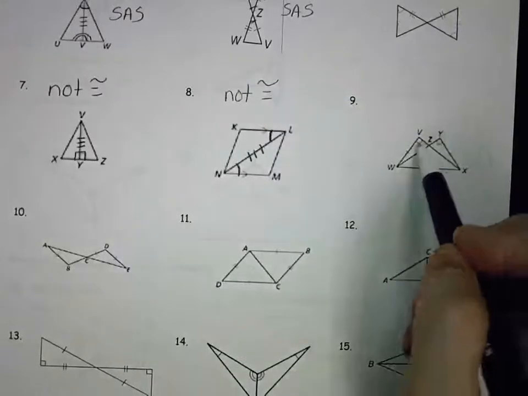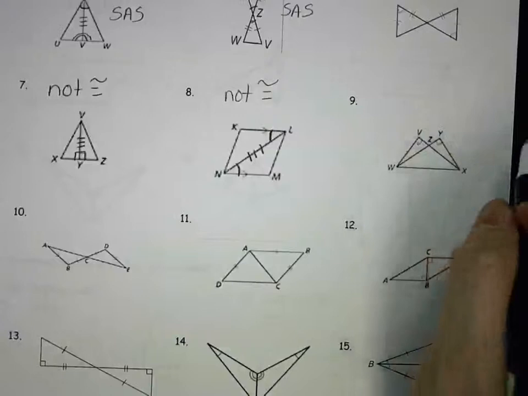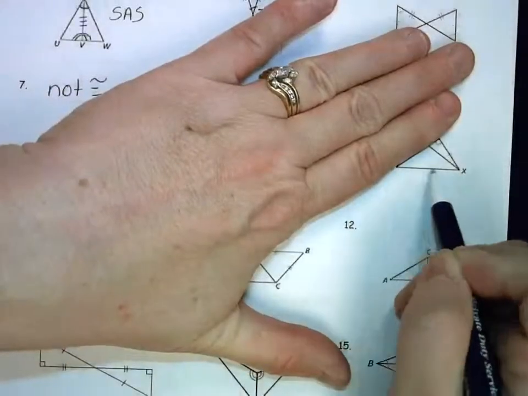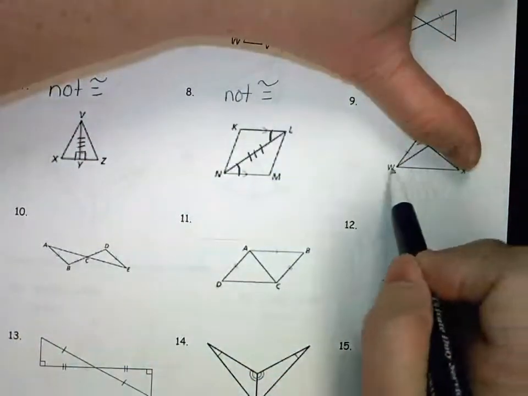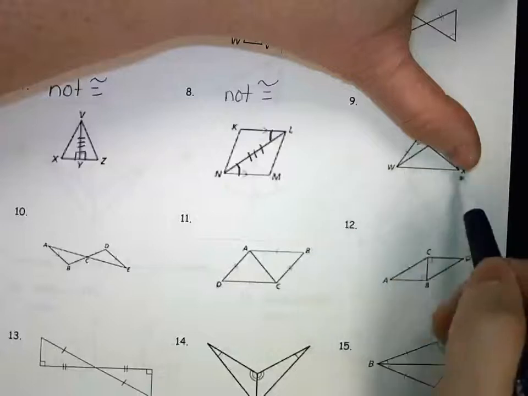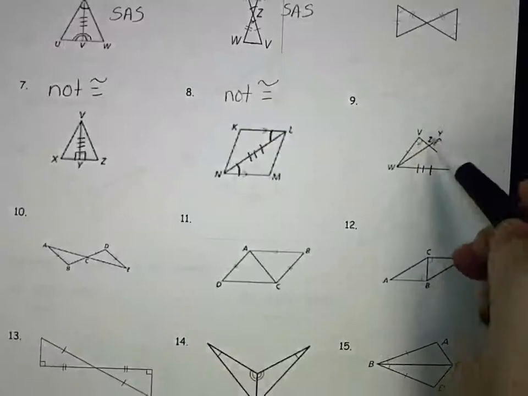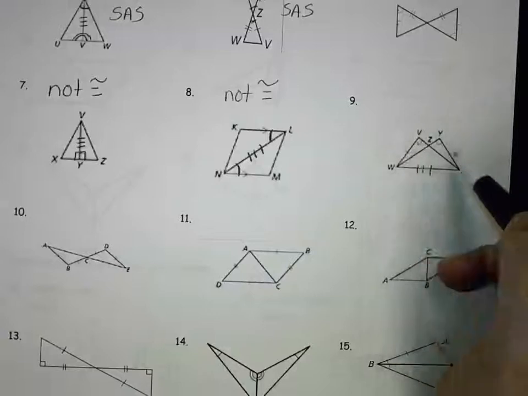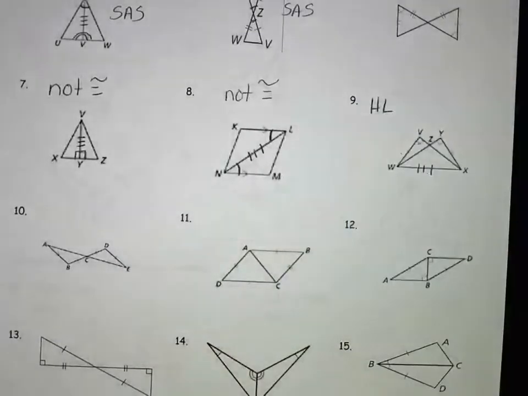Number 9, we have a right angle. So those angles can be congruent. We have this side congruent to this side. And if you look at this triangle, WX is the hypotenuse. And if you look at this triangle, WX is the hypotenuse. So since we have a right angle, we have the hypotenuse congruent to the hypotenuse, the leg congruent to the leg, and that will be hypotenuse leg.